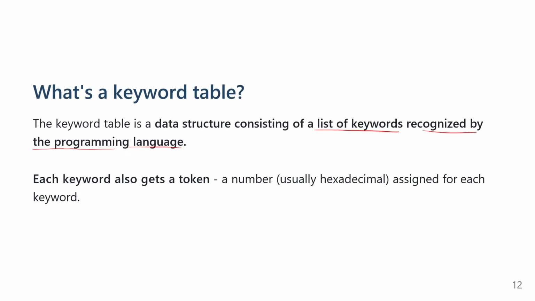You can imagine that these are like the print keyword in Python or the if keyword in Python, any keyword that's specific to a language that falls under the keyword table. And each keyword gets a token, which is a number that's uniquely assigned to each keyword to thereby identify it. And it's also utilized in the tokenization stage to actually produce the final list of tokens.